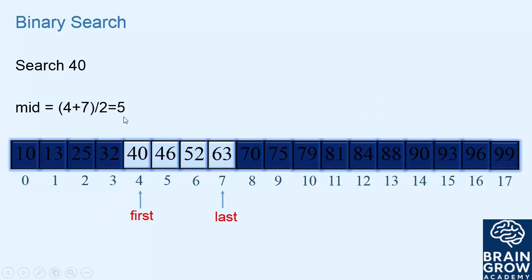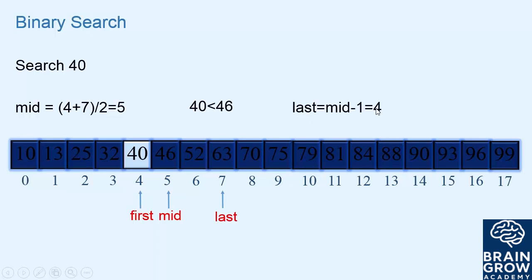So again we calculate mid. It comes out to be 5. This is the middle element. We compare 40 with this middle element. 40 is less than 46. So we have to search in the left half. And so we'll ignore this middle element and the right half. And then we'll update the value of last. So now last becomes equal to 4.